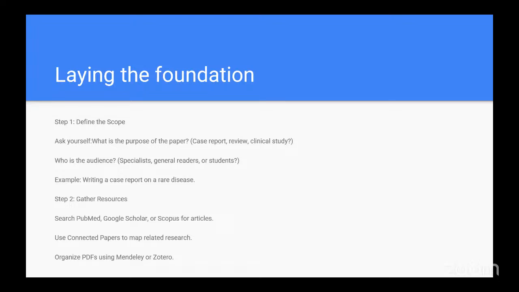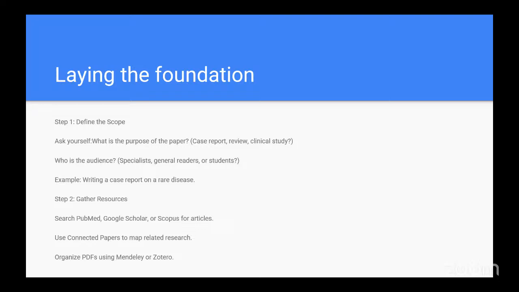So first, we have to lay the foundation. We have to first define the scope and ask ourselves, what is the purpose of the paper? Are we writing a case report, review, or clinical study? And then, who is the audience? Are we targeting specialists, general readers, or just students? For example, we're writing a case report on rare diseases, and our target here could be specialists or general readers.